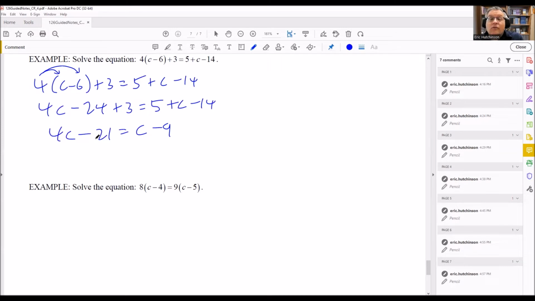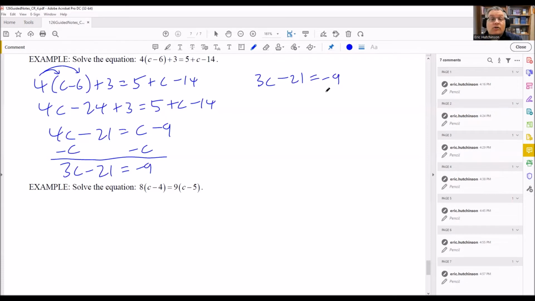Next, I want to get all the c's on one side of the equation. So I'm going to subtract c from both sides. When you do the one side, you have to do the other side. You're getting all the c's on one side here. So this is 3c minus 21 equals negative 9. Let's move that up here.